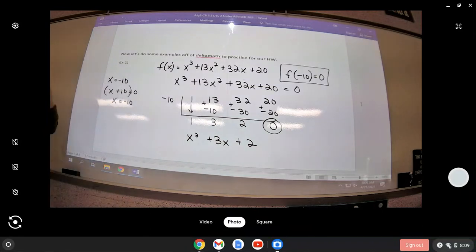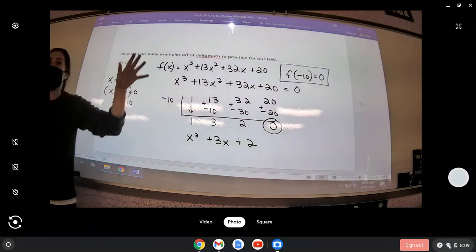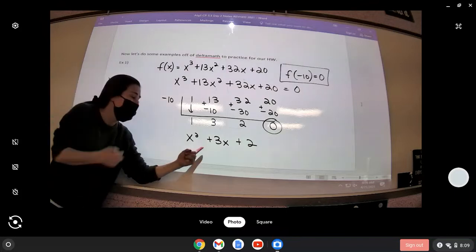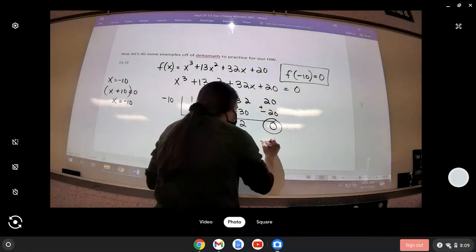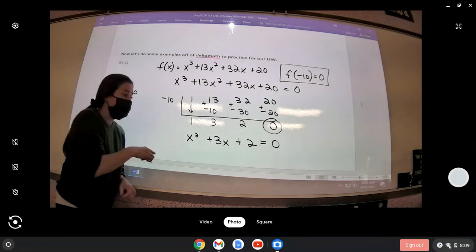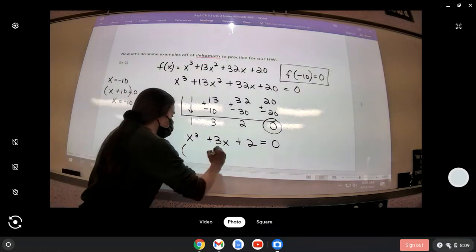So guys, they said find all the zeros, right? This is a degree 3, so it should have 3 zeros, 3 solutions, 3 roots. -10 is one of them. We need 2 more. You're going to get the next 2 by solving this quadratic. So set this quadratic equal to 0, and let's find our other 2 answers. All right, the first thing I would do is look for a greatest common factor, but they don't have one. So let's start factoring.